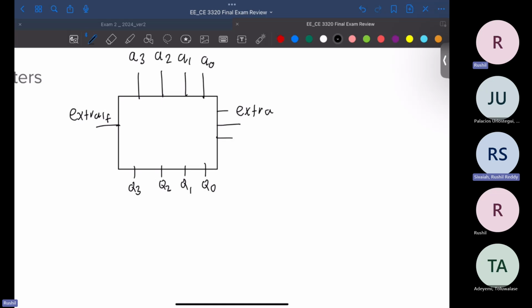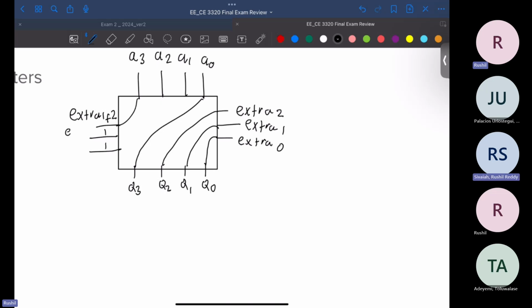Okay, so now we need extra. We're gonna connect these over this way. Is it actually called extra? I just did whatever I want. Usually it's just an input. Sometimes it's just ground, depending on what you want to do with it. And then we need our extra 2, and then we'll do 1 and 0.